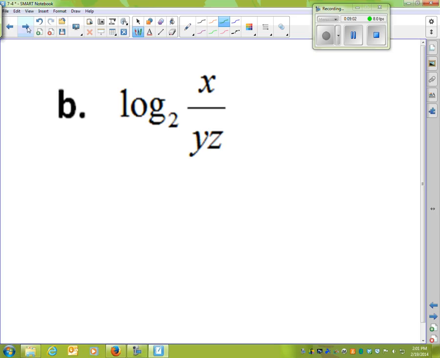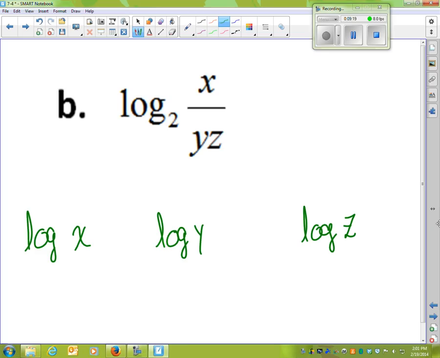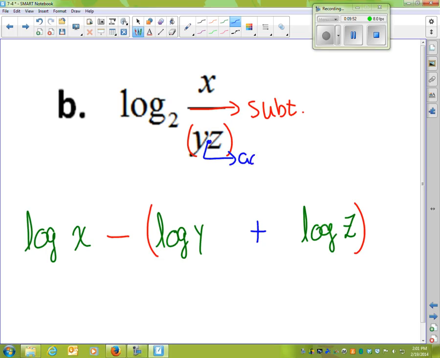Letter B. What happens if you have multiple things in the denominator? I know I'm going to end up with 3 different logarithms. So let's write that out. Log x, log y, and log z. Between the x and the yz, y and z are together in the denominator. So I'm going to group them together in my answer. There is a division sign, and division changes to subtraction. So I'm going to do log x minus log y plus log z.